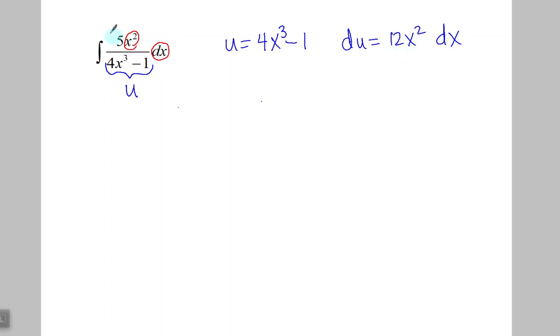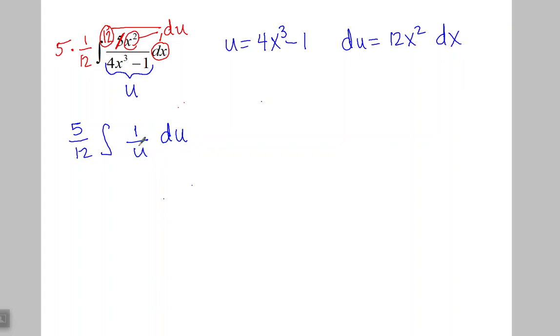So I'm going to multiply by the 12 and balance it by multiplying by 1/12. The 5, of course, is not needed in there, and because it's a constant multiple, I can take it out of the integral. So I have 12x squared dx, and all of that multiplied makes the du. So let's rewrite what our integral looks like. 5/12 on the outside. Integral of, all of the denominator was u, so 1 over u times du.